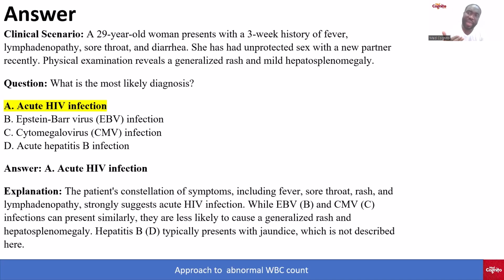So why did we go for HIV, even though Epstein-Barr virus and cytomegalovirus can also present with sore throat and fever? Because those two conditions typically do not present with generalized rash and hepatosplenomegaly. In patients with acute hepatitis B infection, usually in a board exam situation, you are looking for the presentation of jaundice, but jaundice is not presented here. So doctors, we are learning how to use clues to pick up our answers.